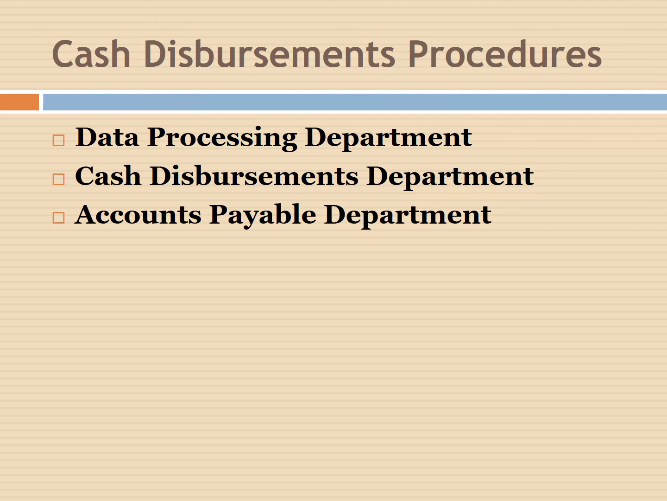And at the end of the day, batch totals of open and closed accounts payable, inventory increases, and cash disbursements are posted to the accounts payable control.